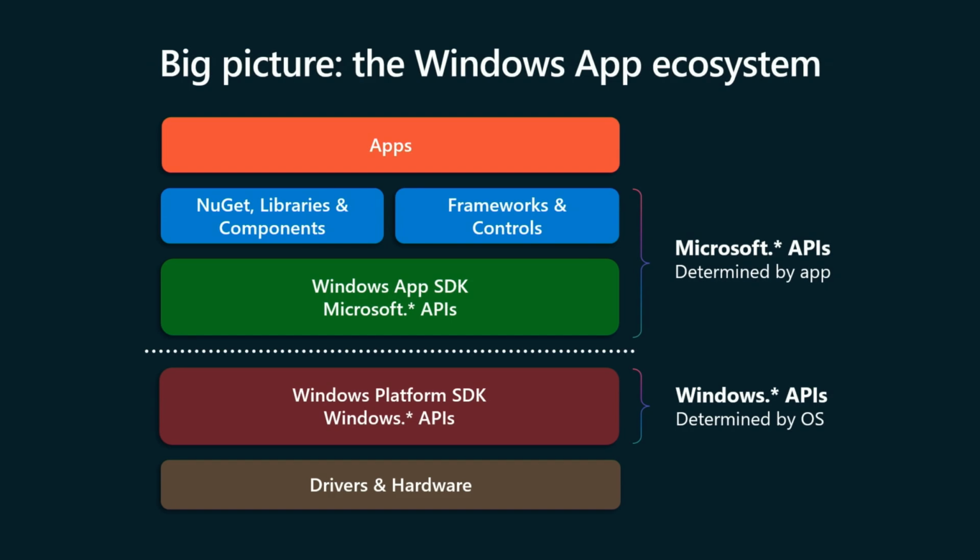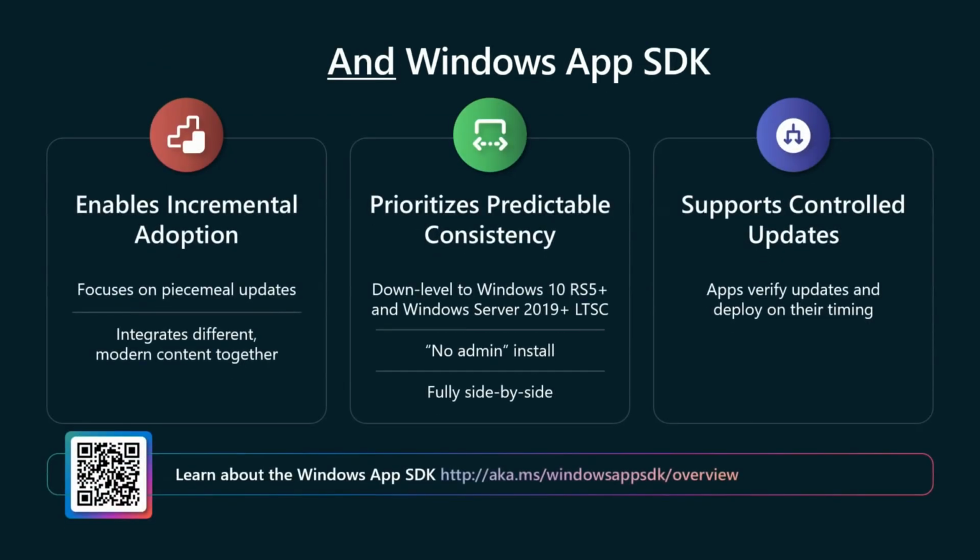So what you're saying is that app developers using Windows App SDK get specific benefits. Yes. So one of those is that Windows App SDK was all designed around incremental adoption. And we're going to go into this in a lot more detail in our session tomorrow, because an app like Office can't be rewritten overnight. It makes it much easier for large apps to modernize with piecemeal updates, and they can also integrate modern content with their existing UI content.